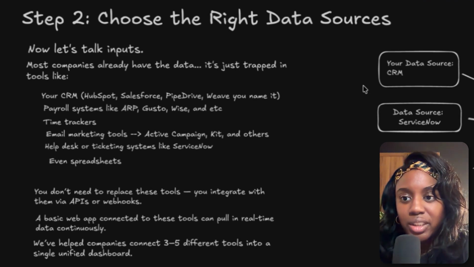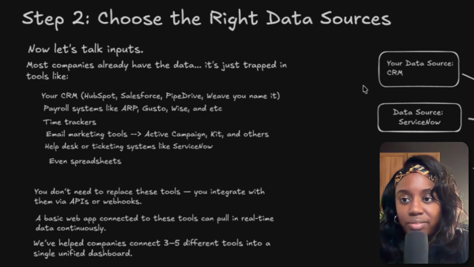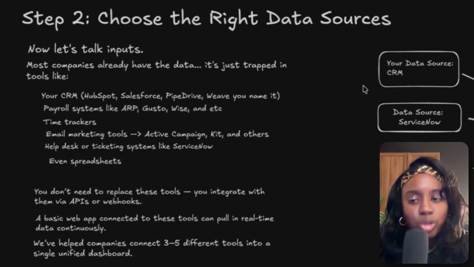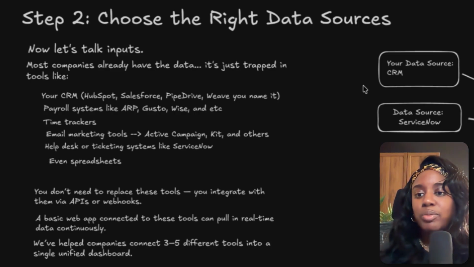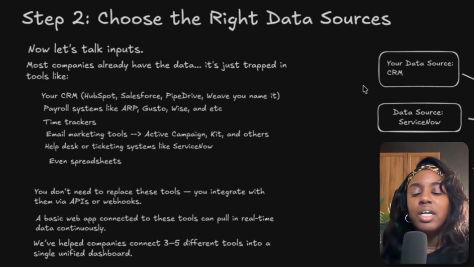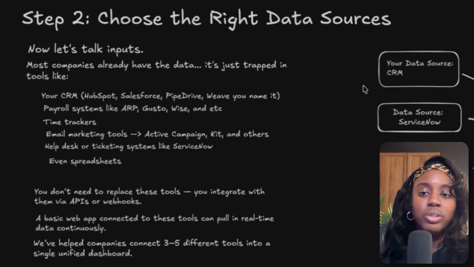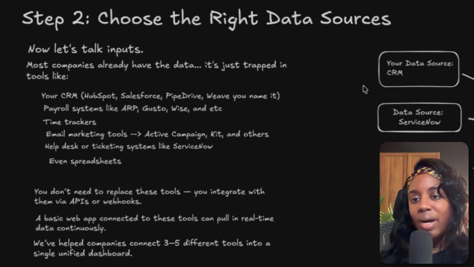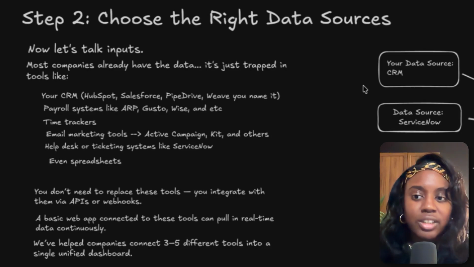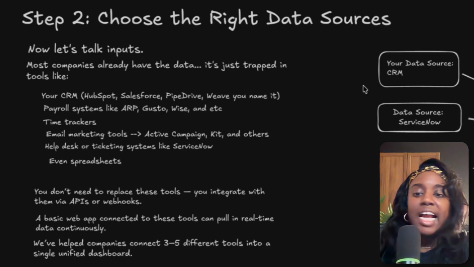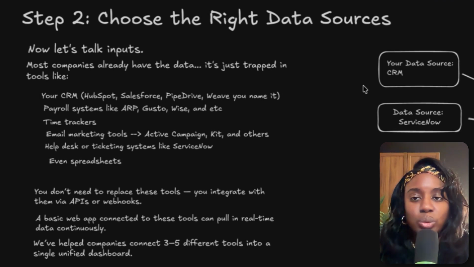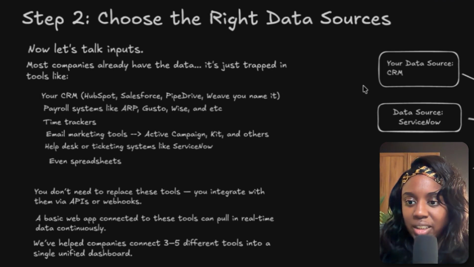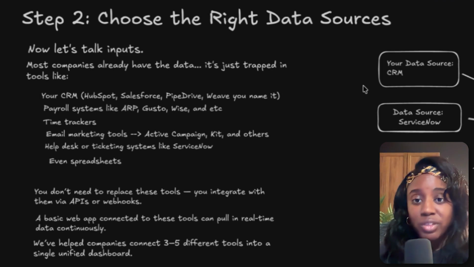So let's talk input. Most companies already have data. It's just trapped in scattered tools, like your CRM, for example. Many folks may use HubSpot, Salesforce, Pipedream, Weave. There's all types of CRM tools out there. Payroll systems like ARP, Gusto, Wise, time trackers, email marketing tools like ActiveCampaign, Kit, even spreadsheets, right? So you have all these different tools that all serve different purposes. But here's the beautiful thing about it.